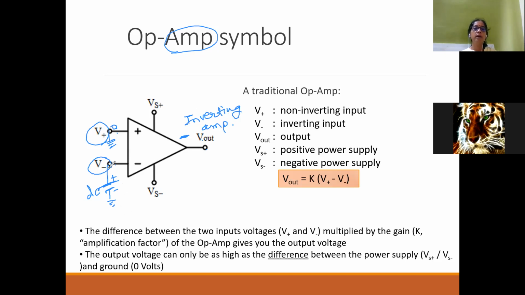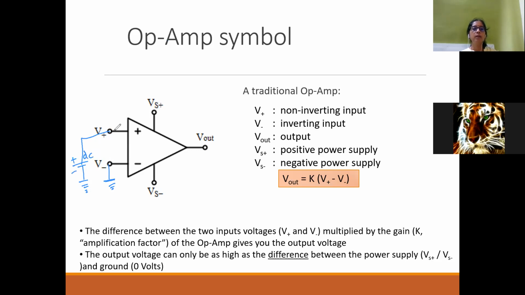And if we are connecting this DC voltage to positive terminal, that is non-inverting terminal of op-amp, and inverting terminal to ground, this is positive, negative, some DC voltage is applied to non-inverting terminal, then output will be positive, right? So that's why it is called as plus terminal or non-inverting terminal of op-amp.